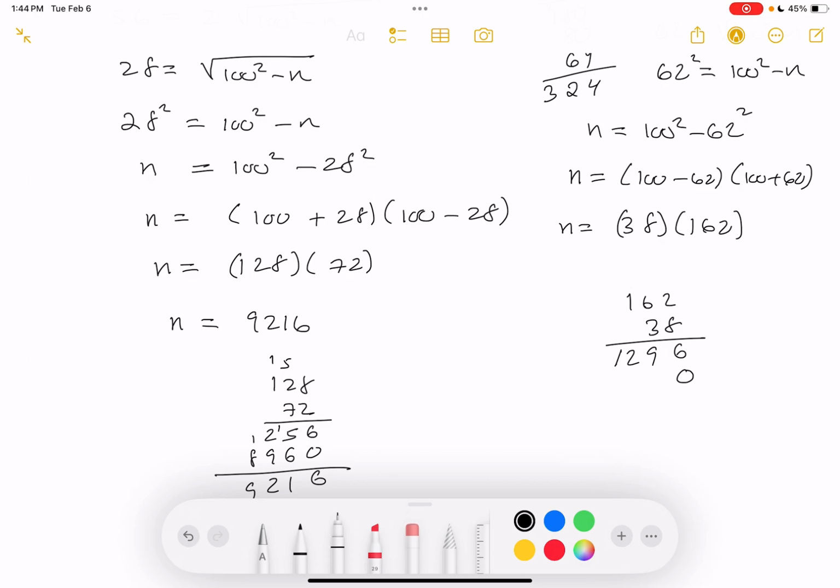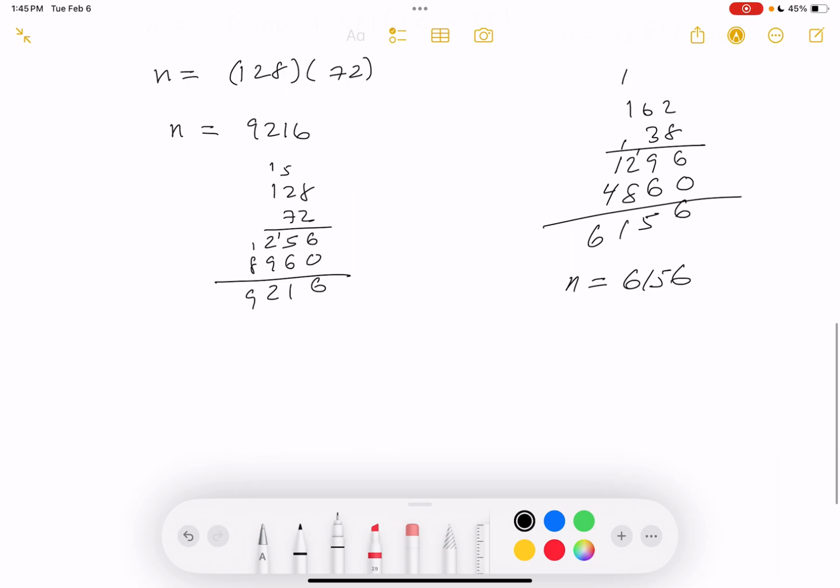Let's see. I just forgot where I was. Oh, 3 times 2 is 6. 3 times 6 is 18. And that's going to be 4. 6, 5. It's 15, by the way. 11. And 6. So n would be equal to 6156.